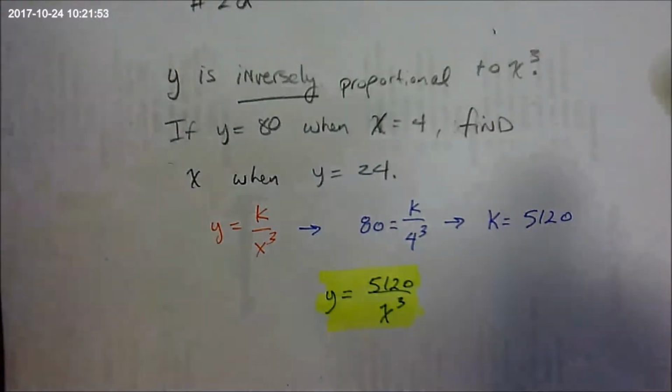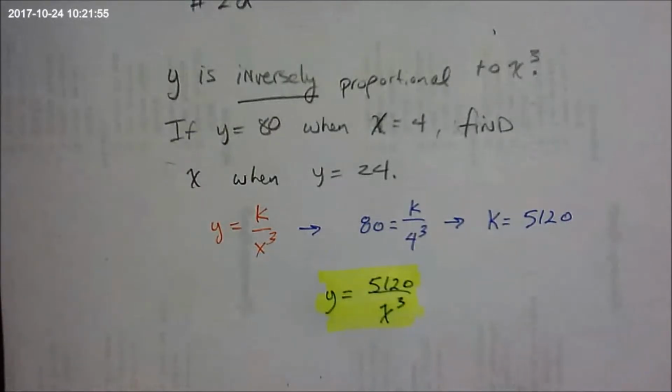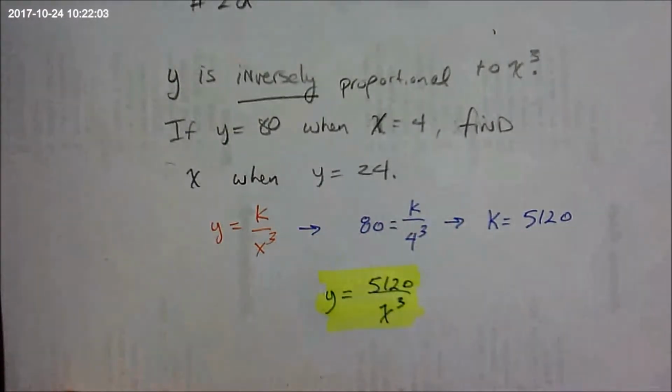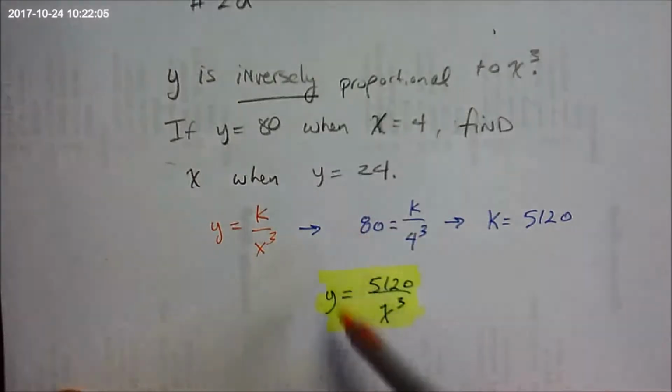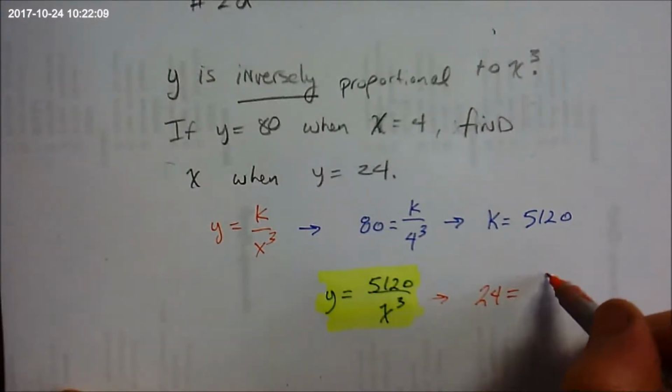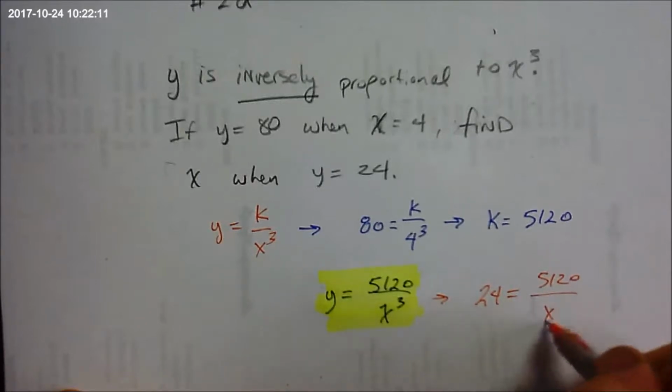Natalie, does that make sense? Yeah? Parth, you doing okay with this? Okay, Parth, now check it out. We have to figure out what x is when y is 24. So what we're going to do is take 24 and plug it in right there, right? So 24 equals 5120 over x cubed.